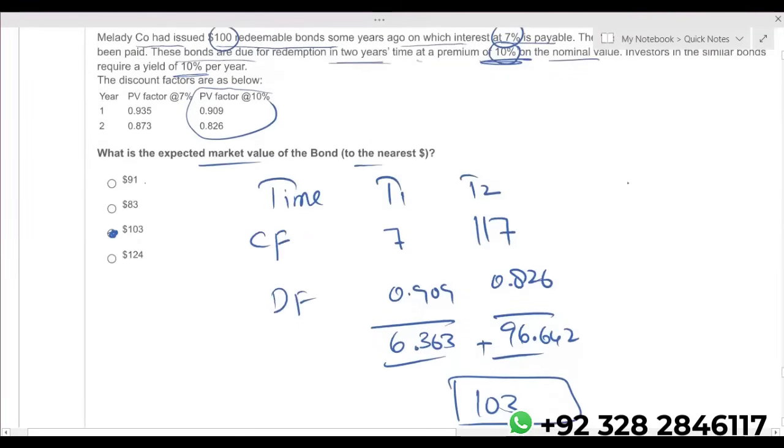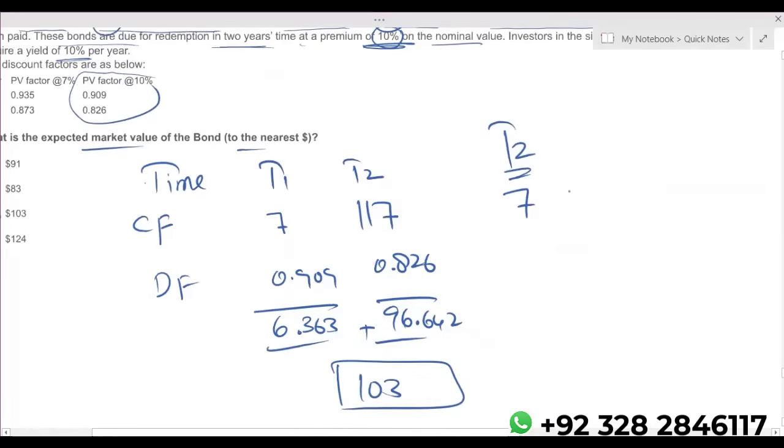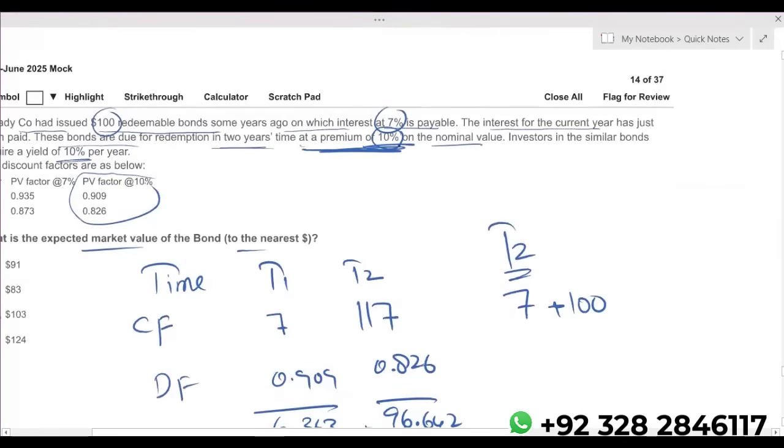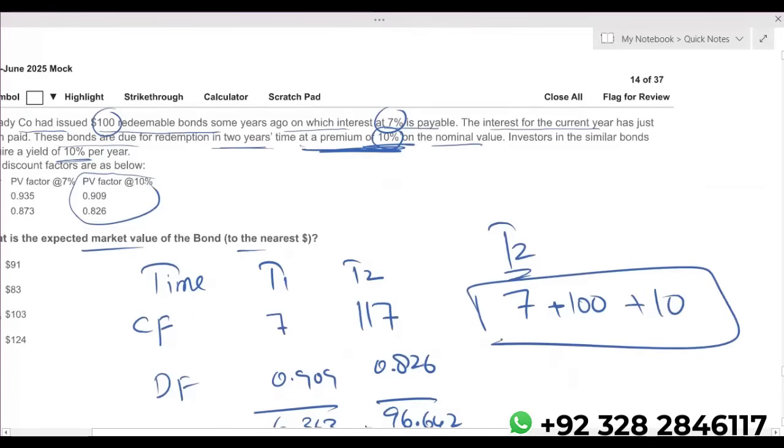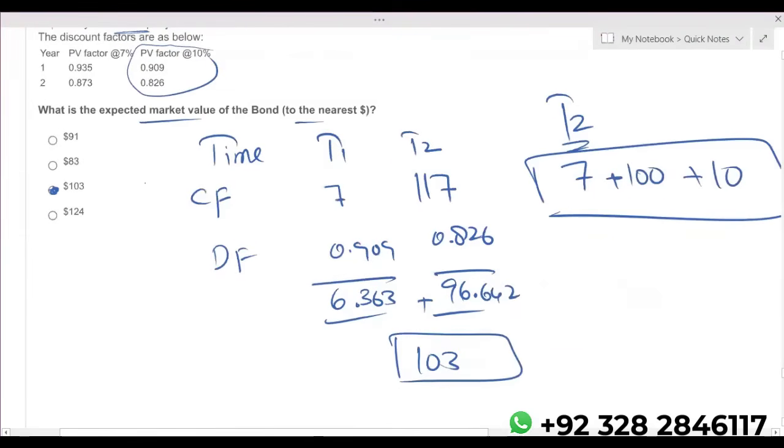In second year, there will be a normal interest 7 plus principal amount 100 plus 10% premium. In 2 years' time, at a 10% premium on the nominal. So 10 is a premium. This is the breakup of 117. So in second year, there will be a normal interest, which is 7, principal 100, and 10 is the premium. I hope it is clear to everyone now.